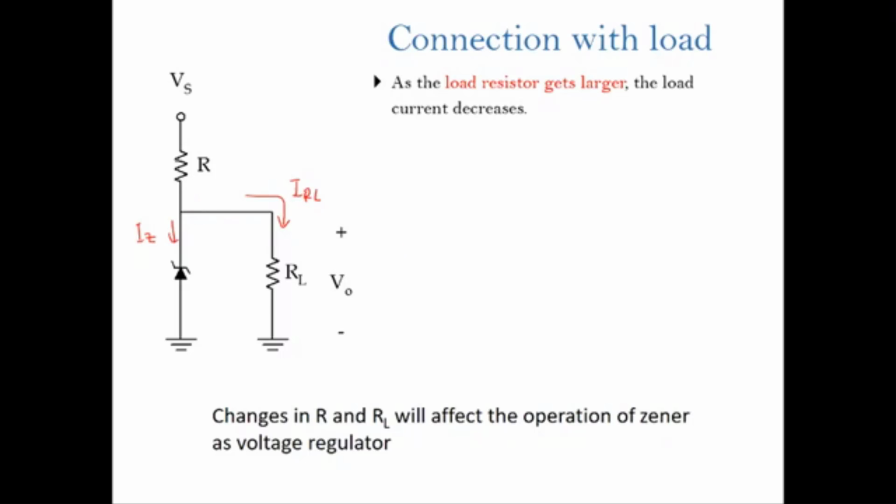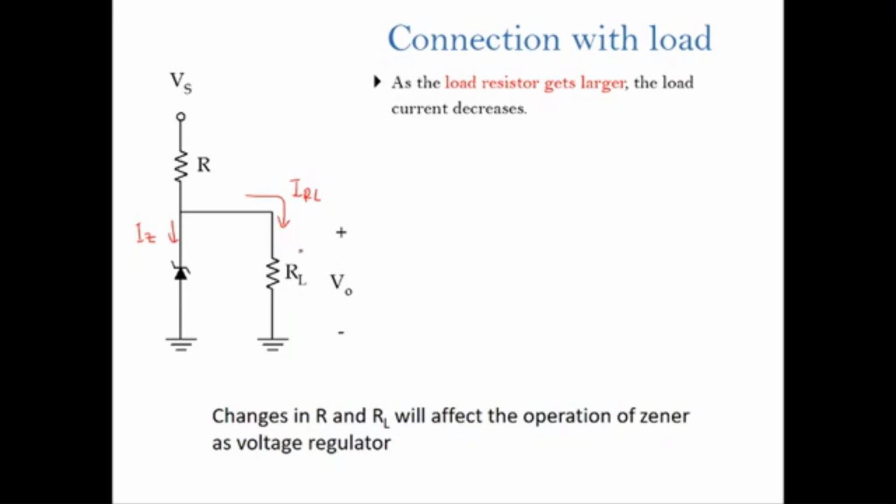You have the current from the resistance R divided into IZ and IRL. So this current will depend on the value of RL, of course, and the value of R. So as the load resistor gets larger, the load current decreases.